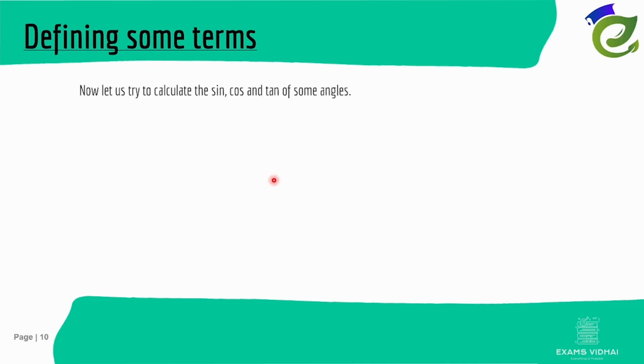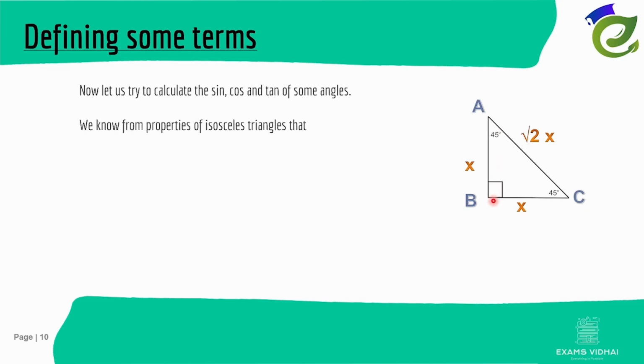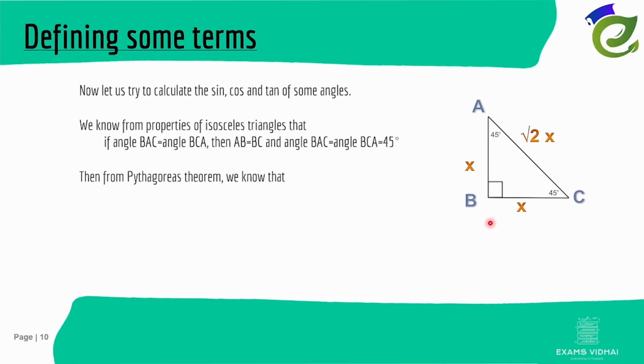Now let us try to calculate the sine, cos and tan of some angles. Here we have an isosceles right angle triangle, right angled at B, as you can see 45, 45, 90. We know from the properties of isosceles triangles that if angle BAC is equal to angle BCA, then AB equals BC, right? Let us assume the side AB equals BC equals X. From Pythagoras theorem, AB squared plus BC squared equals AC squared. So X squared plus X squared is equal to AC squared. So AC is equal to root 2 X.